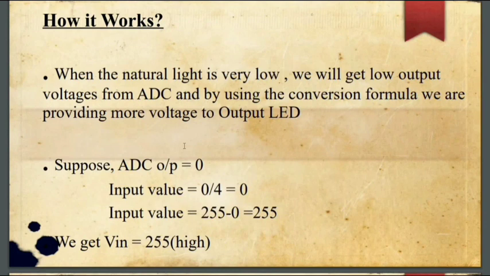When the natural light is very low, we will get low output voltages from the analog to digital converter, that is ADC. And by using the conversion formula, we are providing more voltage to the output LED. Suppose the ADC output value is equal to 0, then the input value is equal to 0 divided by 4, equal to 0. Then the final input value is equal to 255 minus 0, equal to 255. That is a high value.